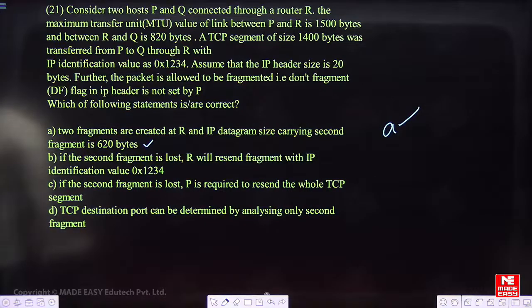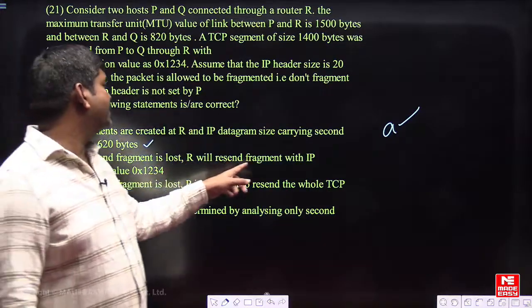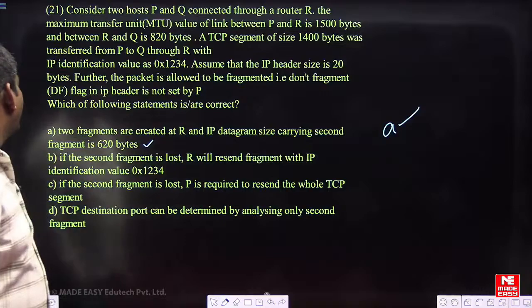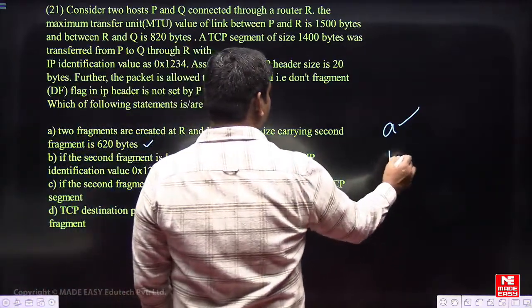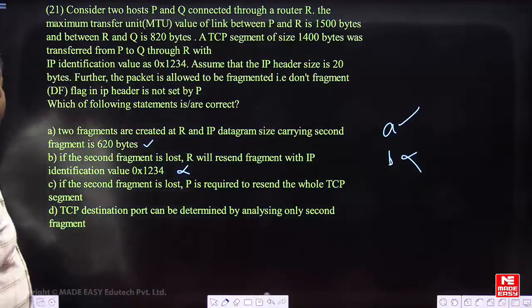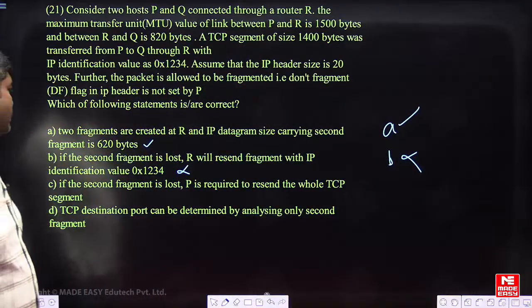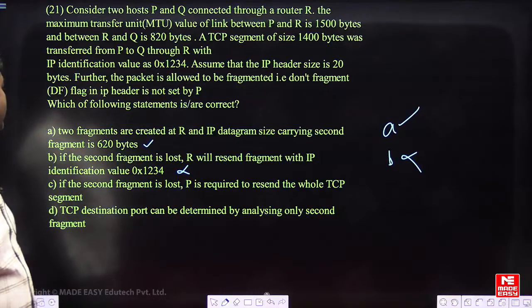Okay. Now, if you read the second option: if the second fragment is lost, R will resend the fragment with the same IP identification. So this is wrong, na? Because B says the second fragment is lost, R is going to resend the fragment with the IP identification number.